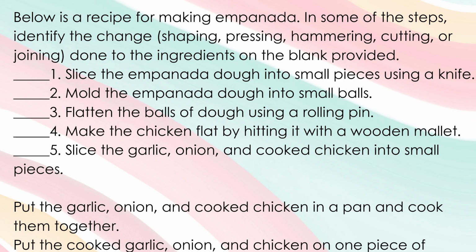Number 2, mold the empanada dough into small balls. 3. Flatten the ball of dough using a rolling pin. 4. Make the chicken flat by hitting it with a wooden mallet. 5. Slice the garlic, onion, and cooked chicken into small pieces. Put the garlic, onion, and cooked chicken in a pan and cook them together. Put the cooked garlic, onion, and chicken on one piece of dough.